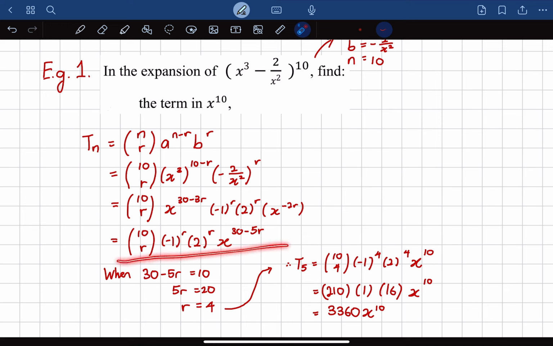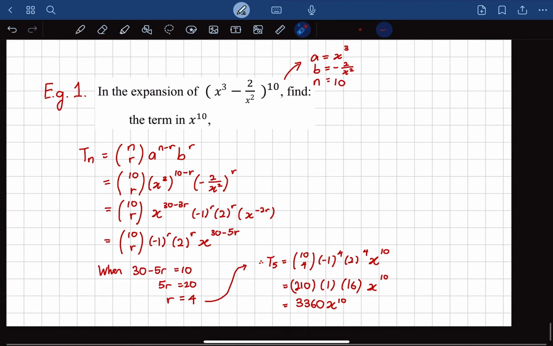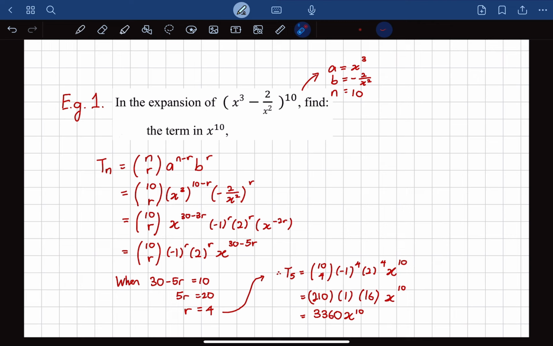And with that, I have found the term with x power 10 by using just the general term formula directly to find what is the position of the term, and therefore using this position number r to find out what is this exact term, term number 5, which has the power of x equal to 10. So using the same concept, you would be able to apply this to find any term in the expansion based on whatever power that you are required to find.